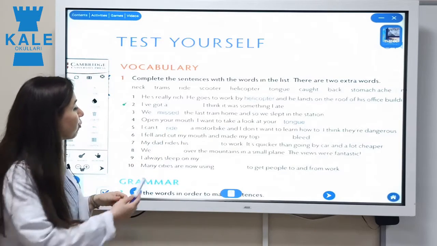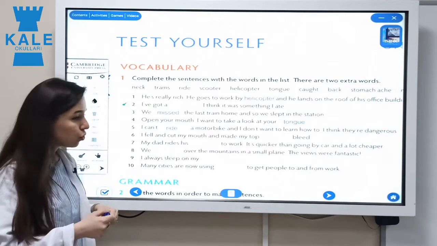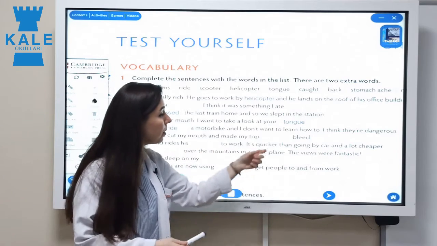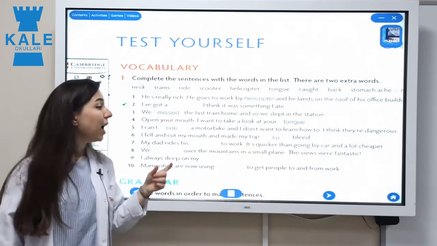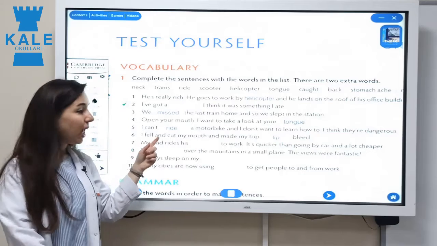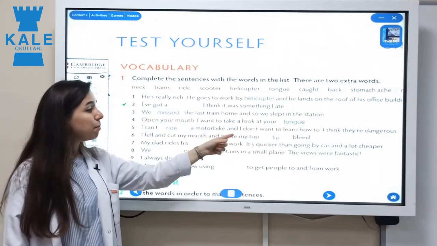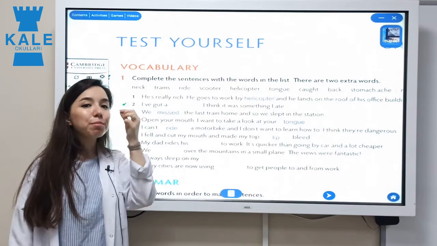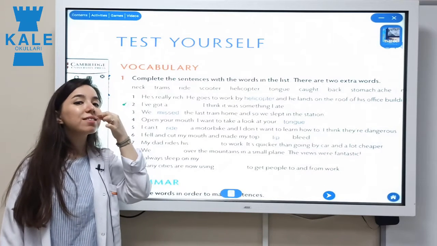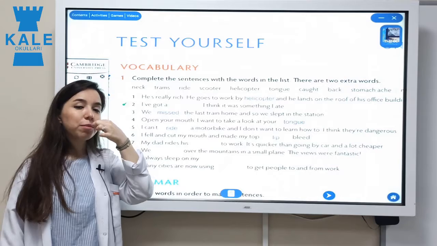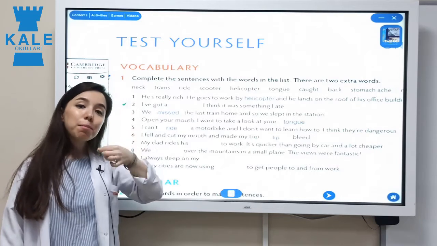Yes. I fell and cut my mouth and made my top lip bleed. I fell and cut my mouth. Yes, cut my mouth and made my top lip bleed. When you cut your lips, the blood is coming from here. Yes, for example, here it's cut, blood is coming.